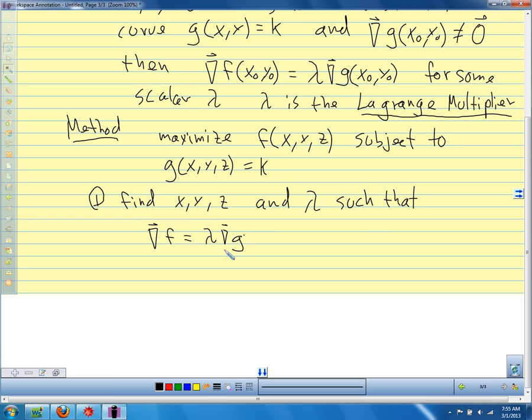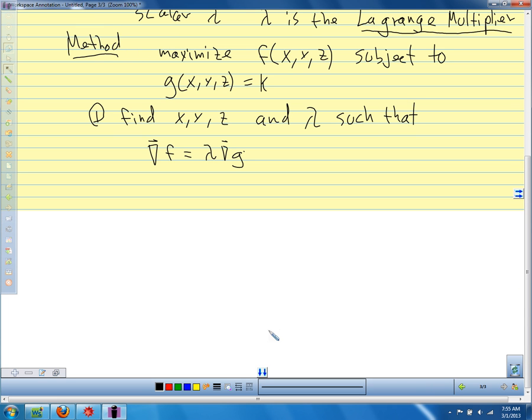So we just end up with several simultaneous equations. We set our gradients equal, and we find x, y, z, and lambda to make this true. Then our second step is we just evaluate f at all of the x, y, z that we find. The largest is the maximum of f, and the smallest is the minimum.